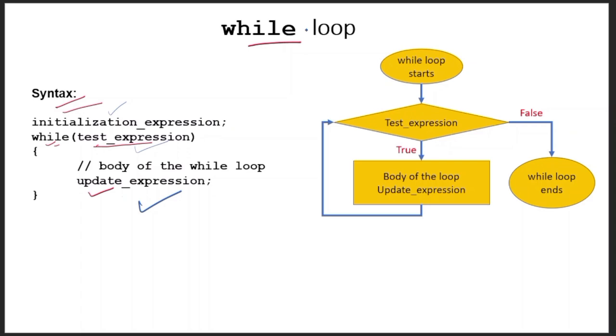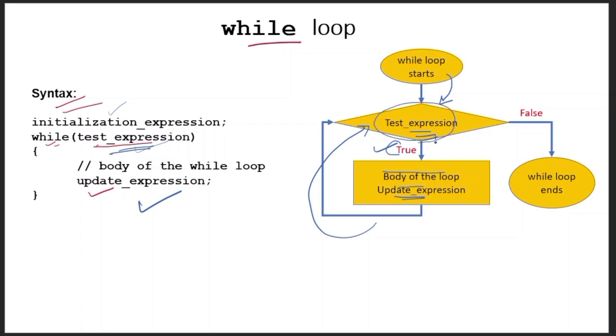This is the while loop flow chart. We see that when the while loop starts, first the condition, the test expression, is checked. If the condition is true, then we enter the body of the loop and we update the expression. After executing all the statements present in the body of the loop and updating the expression, we go back to the test expression again, that is, the while loop condition is checked again.